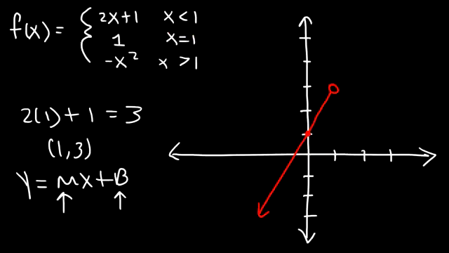Now here, when x equals 1, y is 1. So that's just a point. We don't have a straight line. There's no range of x values. It's just one single x value. So we've got the point 1, 1. So when x is 1, y is 1. So this is going to be a closed circle right here. Now when x is greater than 1, we have the graph negative x squared.